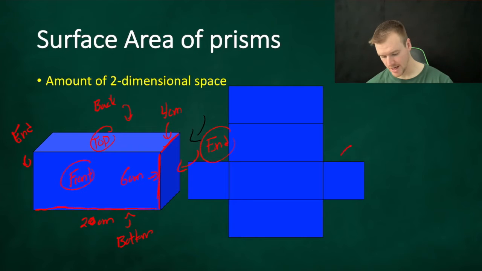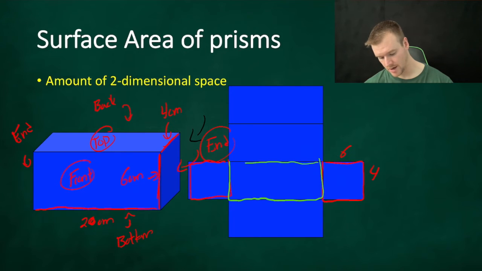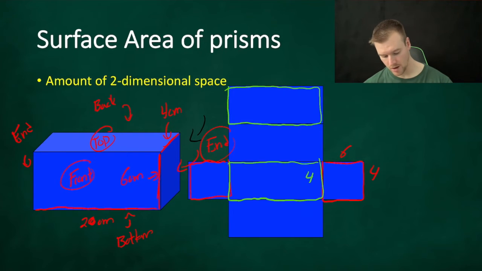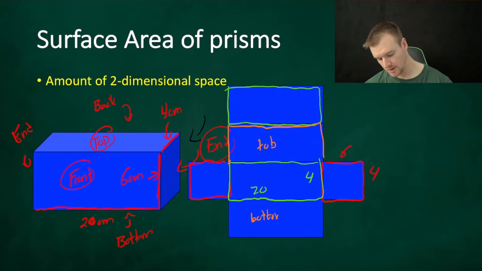So we said that this was 6 by 4, and there's going to be 2 of those. So I'll keep these in red for our ends. Then we're going to have our front, which I'll show in green here, and our back right here, and those are going to be 4 by our length of 20. And lastly, the top and bottom are about right here. So this is the top, this is the bottom, and those dimensions are 6 by 20.